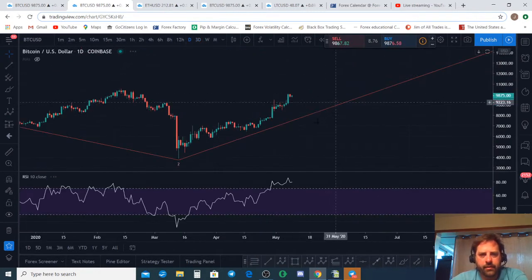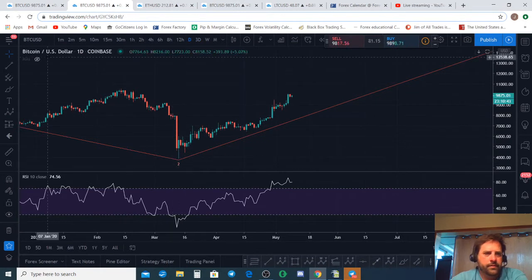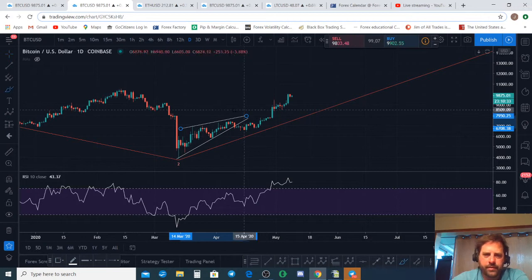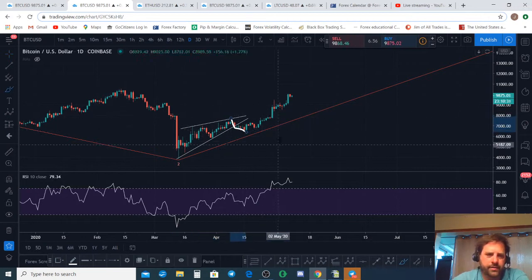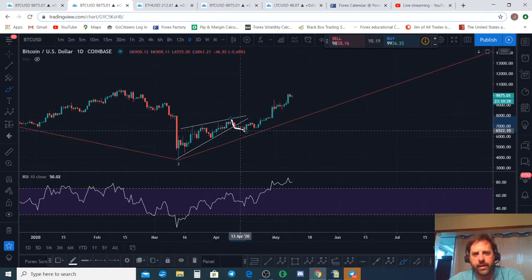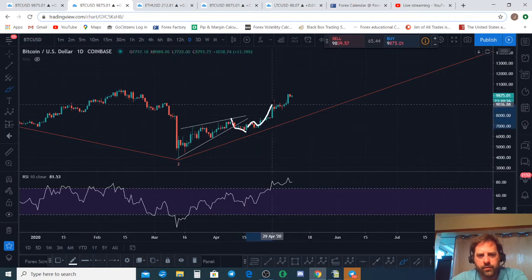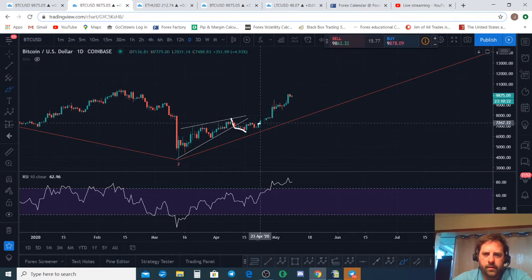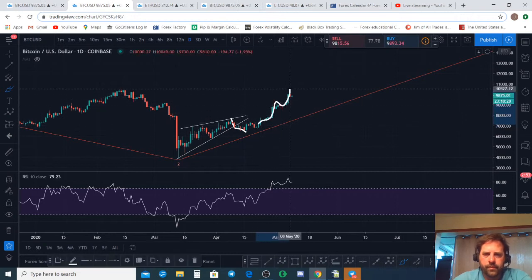Go to the daily here. So, my count right now is that that's a leading diagonal. See, my problem with this little wave right here sucks. That's a suck wave, is what that is. 1, 2, 3, 4. 1, 2, 3, 4, 5.